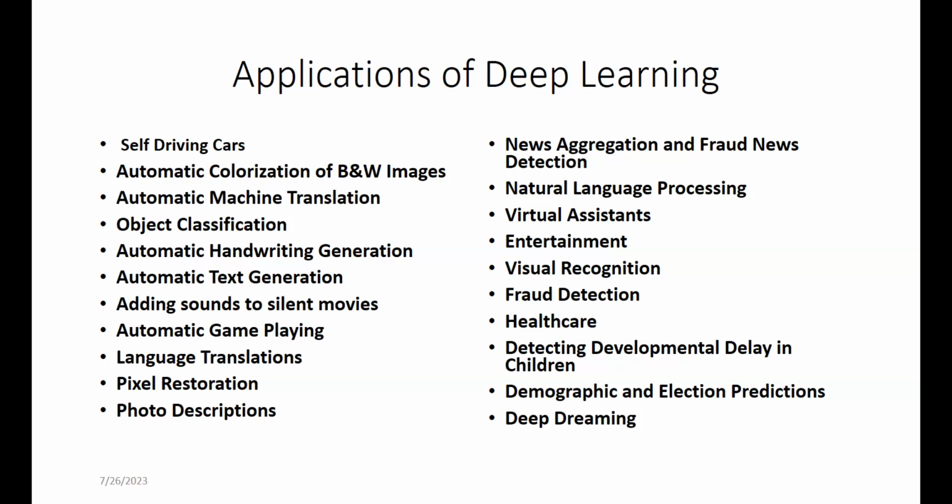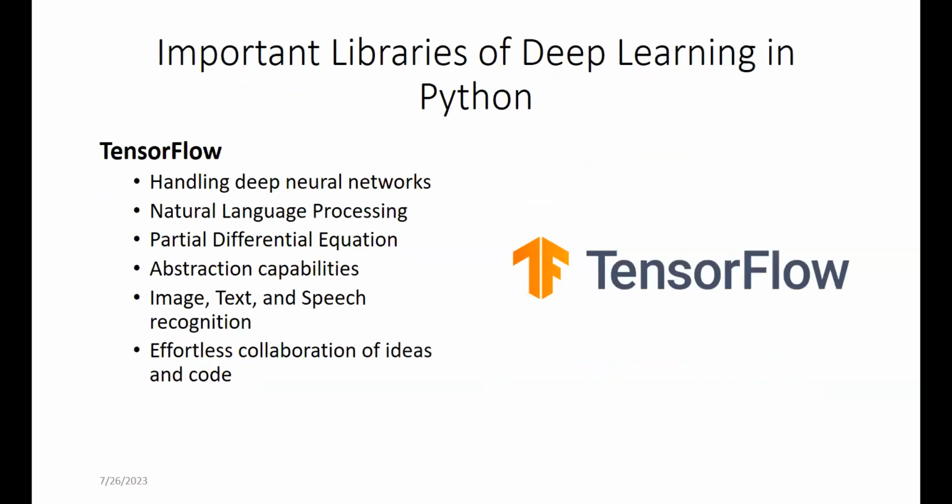It is used in the entertainment industry, visual recognition, fraud detection, healthcare, detecting developmental delay in children's growth, demographic and election prediction, and deep dreaming. These are some areas, not the complete list. These are some of the important areas where deep learning is being used and utilized.